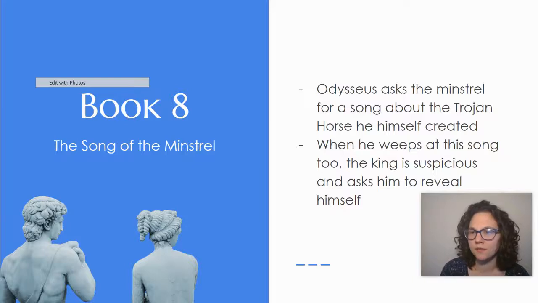So then Odysseus, overcome with emotion, says, can you sing me a song about the Trojan horse? I would love to hear a song about the Trojan horse. I mean, this was 10 years ago that he went through these emotions and experiences. So they're all coming back to him. So the minstrel sings a song about the Trojan horse, brings up a lot of memories for Odysseus, seeing as he's the one that created it and came up with the idea in the first place.